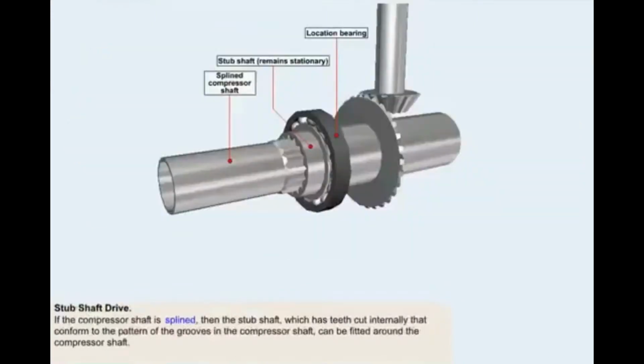This diagram shows one of the methods currently in use to pass the drive between two shafts on modern engines. If the compressor shaft is splined, then a stub shaft, which has teeth cut internally that conform to the pattern of the grooves in the compressor shaft, can be fitted around the compressor shaft.